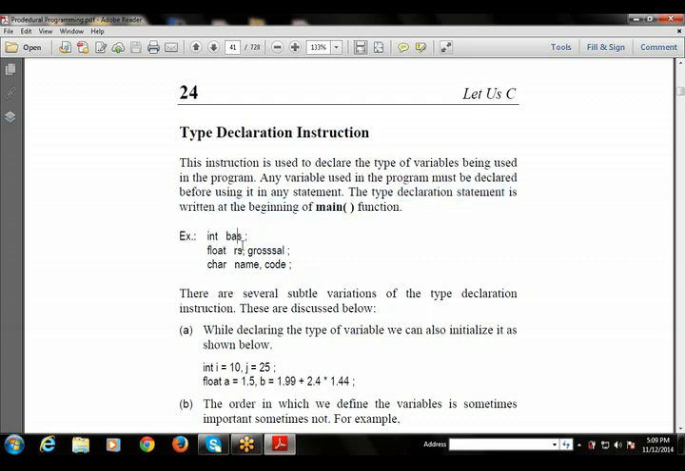One is int bas, that is a basic salary, then float gross salary, then char name code, that is, two variables are declared. One is name, one is code. So these are the few instructions that are available for the type declaration. Then there are several subtle variations of this declaration, that is, variation means versions of this declaration.